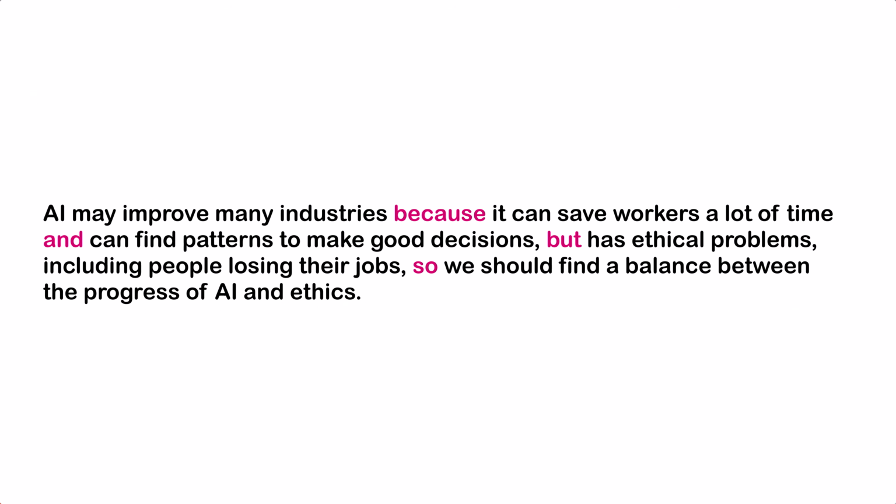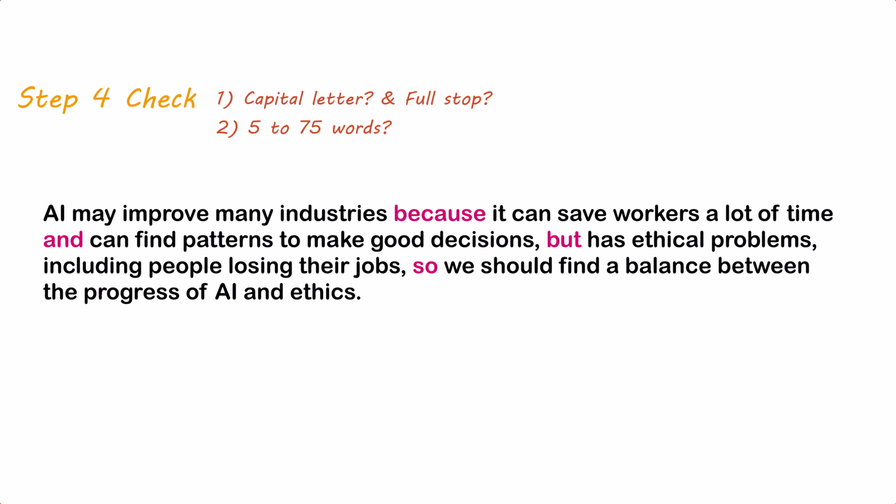Now, step 4, check. Check 3 things. Check there is a capital letter at the beginning, a full stop at the end, and no other full stops in the middle. Check word count. Remember, between 5 and 75 words. Our sentence is 42 words? No problem. Check spelling? Just check. That's okay. And that's it.